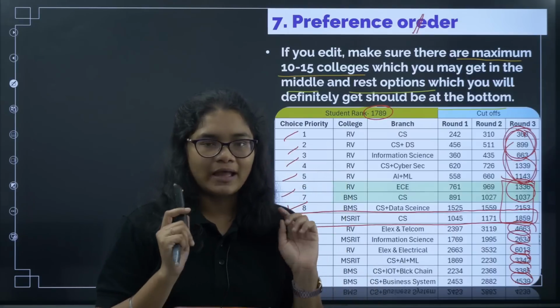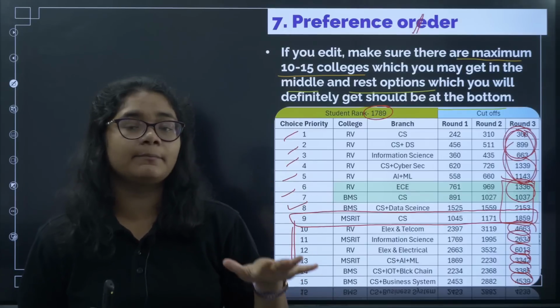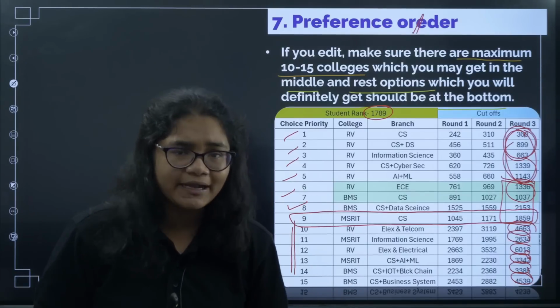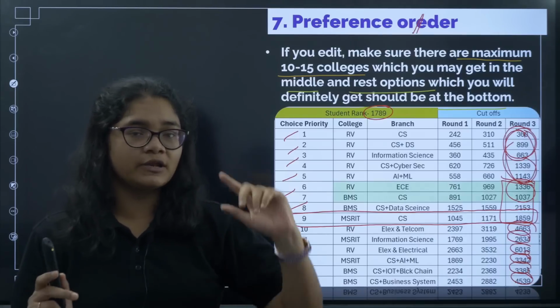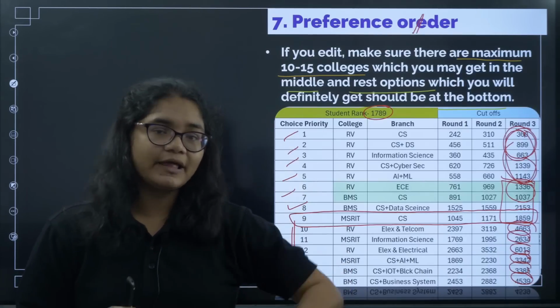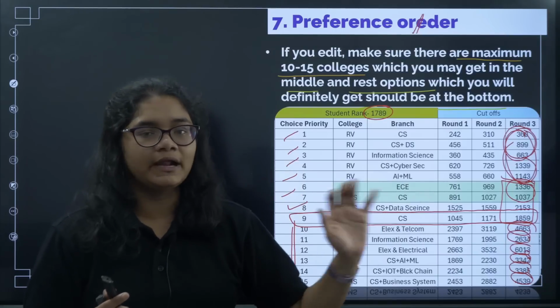So you have to have 10 to 15 options of those colleges where there is a probability of getting. You might get, you might not get, okay. So there should be 10 to 15 colleges in this range. After that, another 10 to 15 colleges you need to have where definitely you will get the admissions.